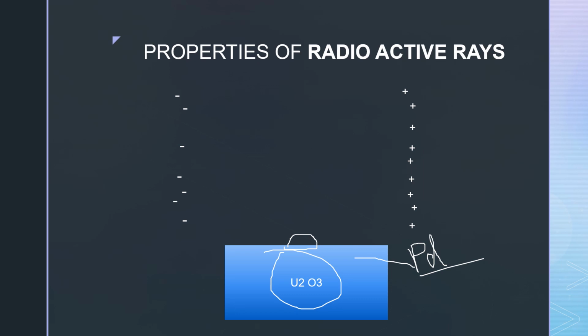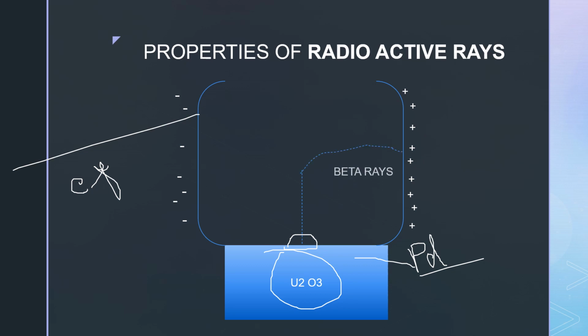Secondly, this is an electric field. Let me write it, EF, it is an electric field. So when we pass the radioactive rays through the electric field, it will split. First it will go to the positive side, that we call the beta rays, because the beta rays have a minus sign, so they are attracted towards the positive node. And secondly, the alpha rays. All other remaining rays will go there.